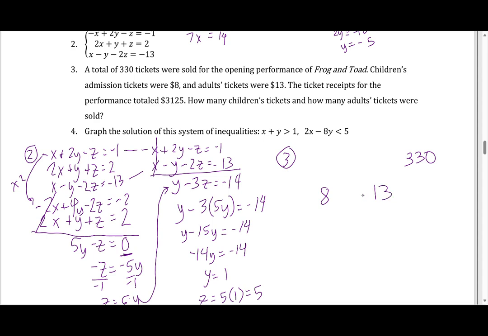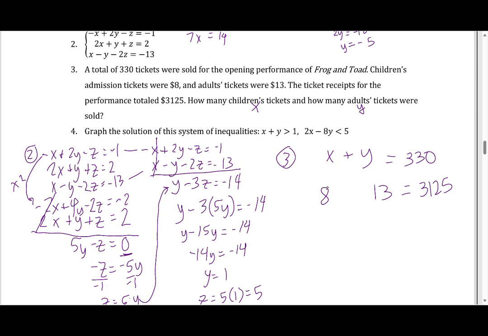Ticket receipts for the performance totaled, so this is the money they got, $3,125. I put that next to the 8 and the 13 because those also deal with money. How many children's tickets and adult tickets were sold? So let's go ahead and say children's tickets are X and adult tickets are Y. That means X plus Y gives us our total.